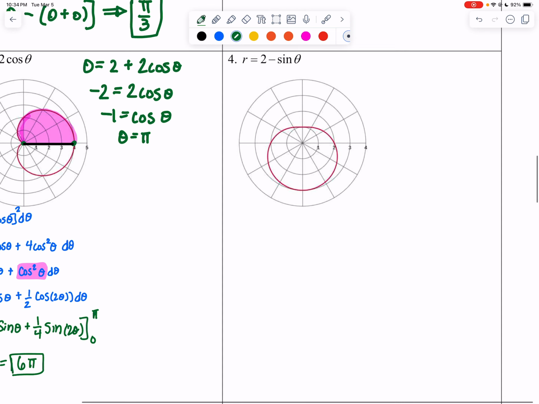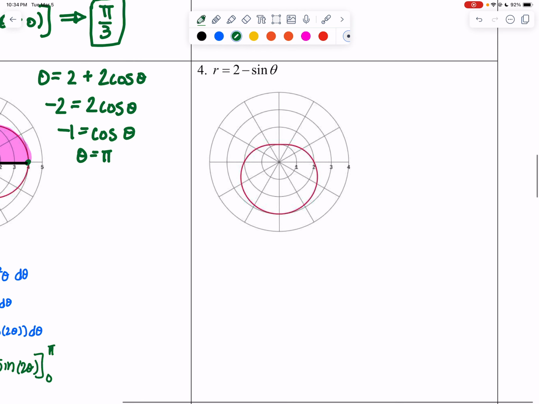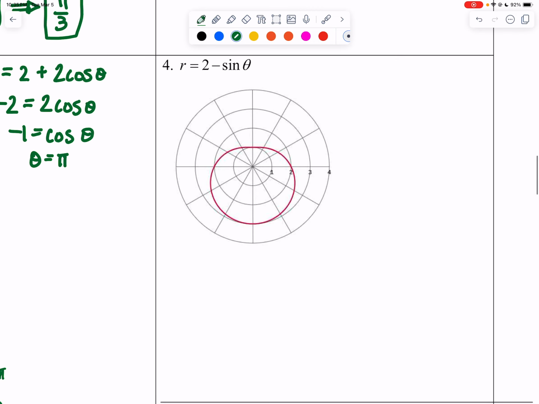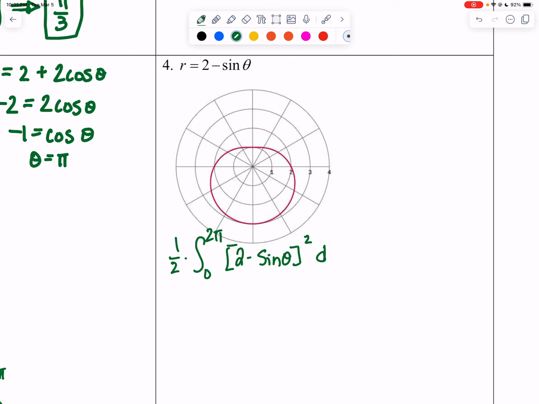All right, number 4. You'll notice that for number 4 that we do have symmetry across the y-axis right here. However, I'm not going to do it that way. I'm going to show you that if you don't want to use symmetry, then technically you can still go from 0 to 2 pi. So this one right here, I'm not going to be using symmetry, but you can. You're going to get the same answer. But here, I am going to go from 0 to 2 pi of 2 minus sine of theta square d theta.